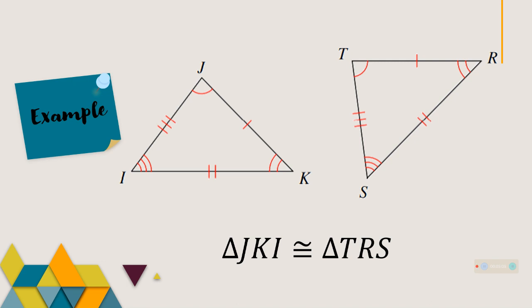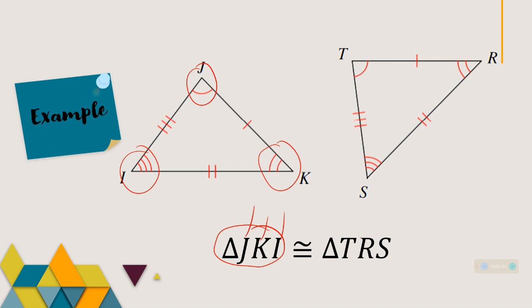How this happens is that we are going to take note of the tick marks. On the first triangle, we have one tick mark on the vertex J. So that's why you have here J. Then two tick marks on the vertex K. So that's why the second letter of the triangle is K. And three tick marks on vertex I. So that's why we have the third letter. So we have triangle JKI for the first triangle.